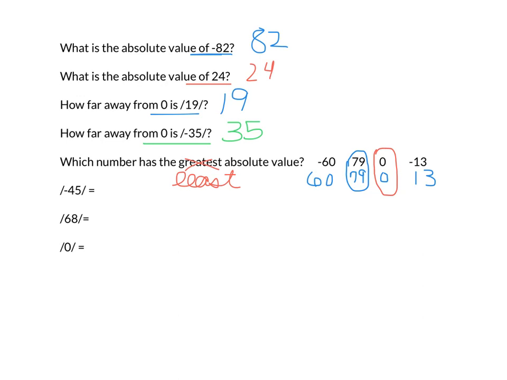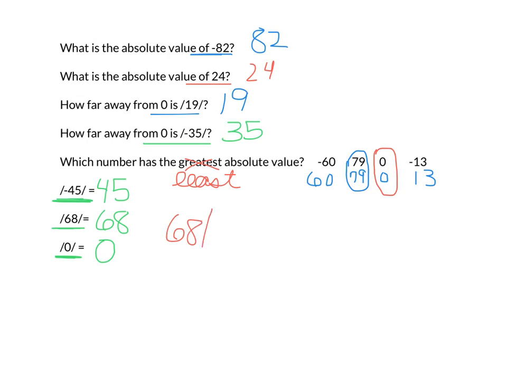So for our last set of questions, another way of writing what is the absolute value is with these marks right here. So this is actually asking you what is the absolute value of negative 45. That would be 45. What is the absolute value of 68? 68. What is the absolute value of 0? 0.